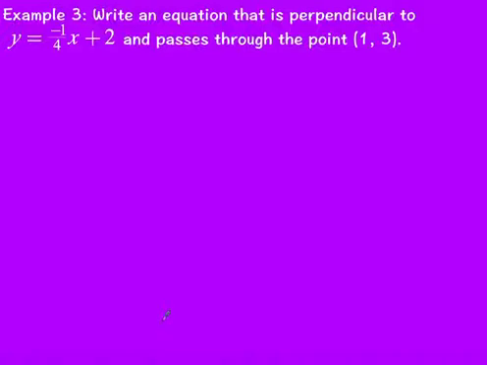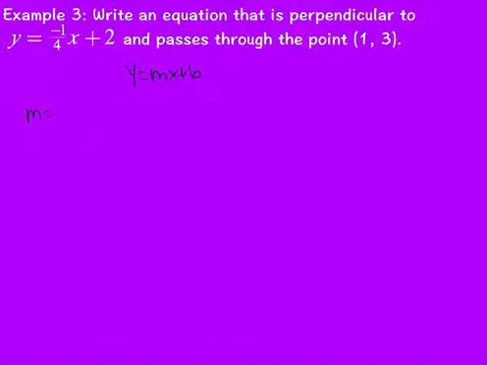Example 3 says write an equation that is perpendicular to y equals negative 1/4 x plus 2 and passes through the point 1, 3. So because it asked me to write an equation, the first thing that you need to do is write down y equals mx plus b. And that kind of gives you a hint of what you need to do. So remember that if you have to write an equation, there are two important pieces of information that you have to have. You've got to have m and you've got to have b.